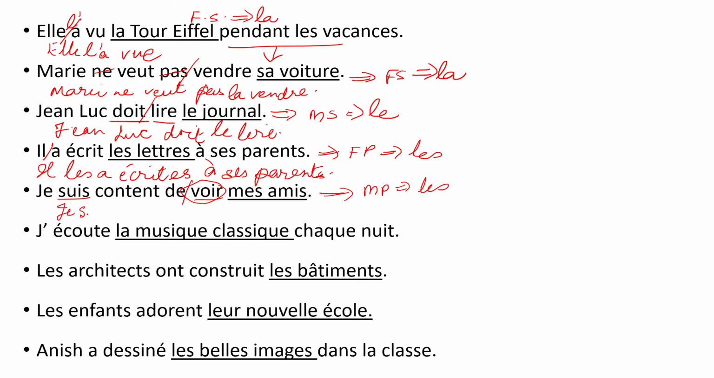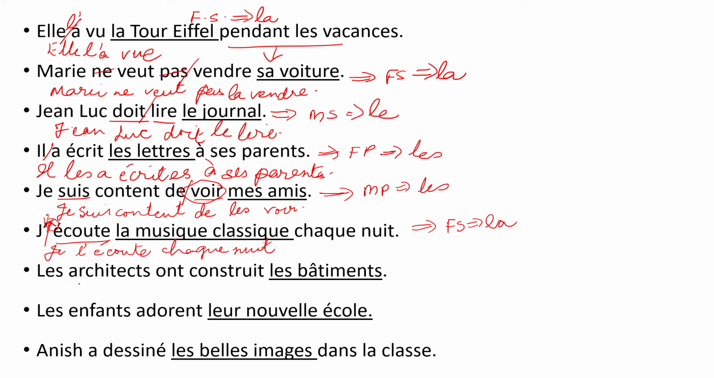It will become je suis content de les voir. I am happy to see them. Okay. Then j'écoute la musique classique chaque nuit. La musique classique becomes feminine singular, which is la. Okay. Now, where do you place it? It's just a single verb, so you'll have to place it before. When you put la here, it will clash. So you remove the A and put L apostrophe. Now that J apostrophe returns back to JE because there is L now. Okay, so the apostrophe from the je goes and becomes je l'écoute chaque nuit.